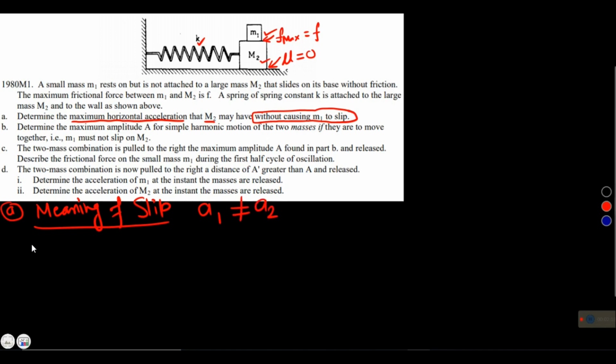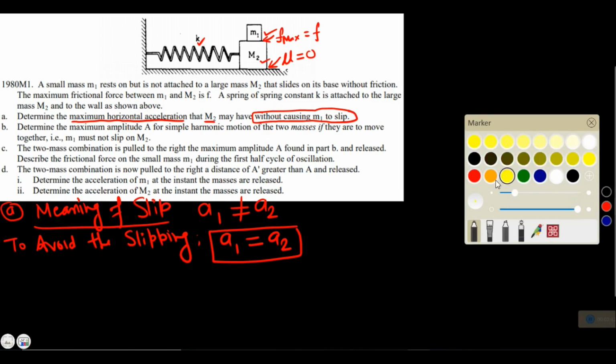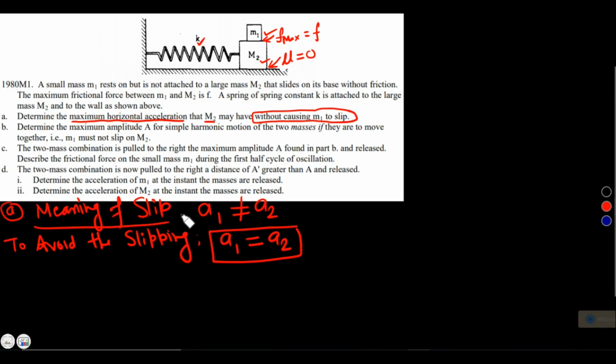So if we want to avoid the slipping, we should have a1 equal to a2. It means the acceleration of both the blocks should be the same, right? How can we do this? Let us see. So let's draw the free body diagram.